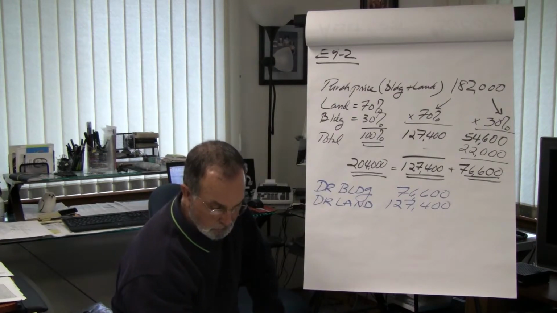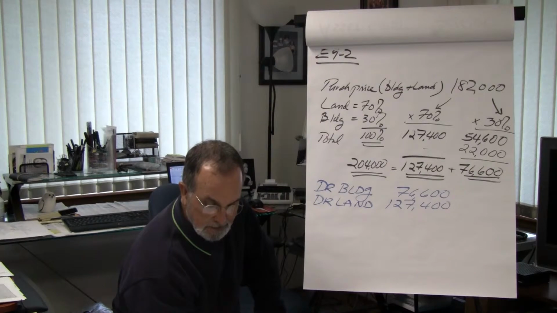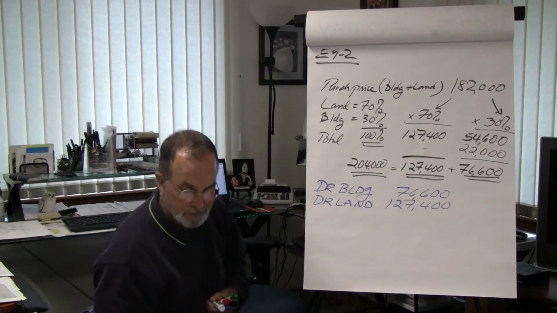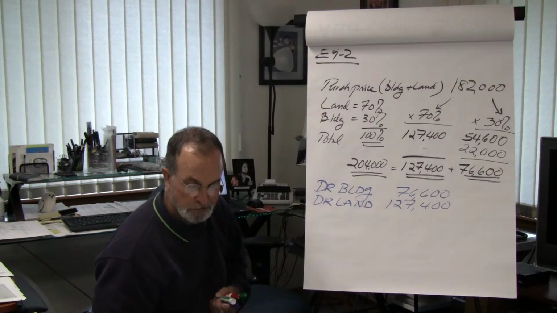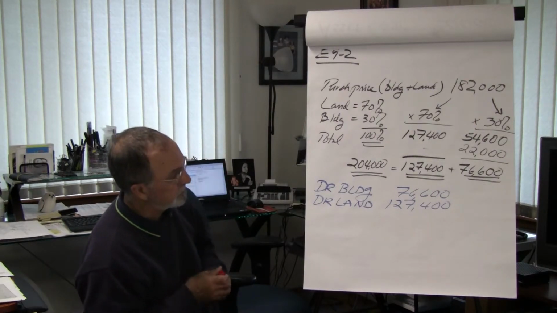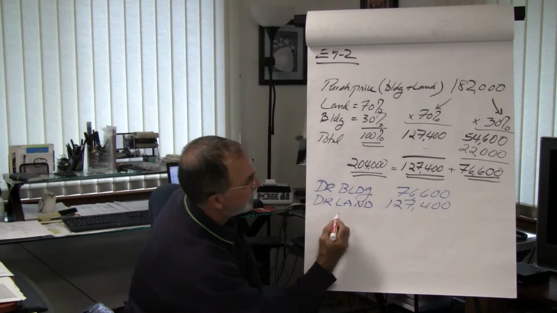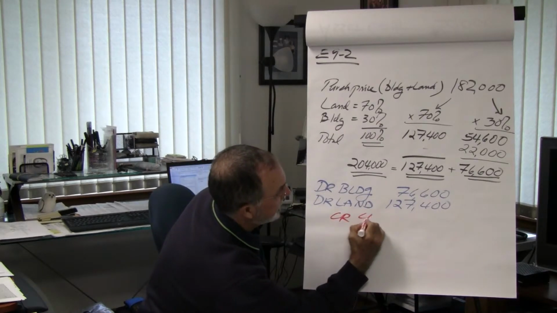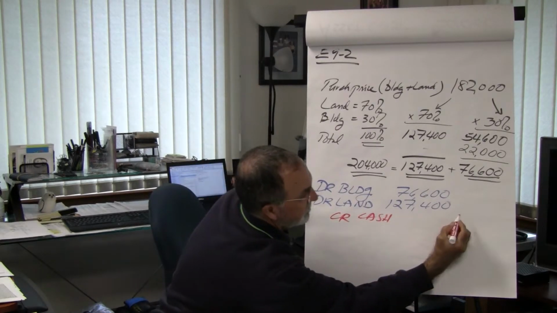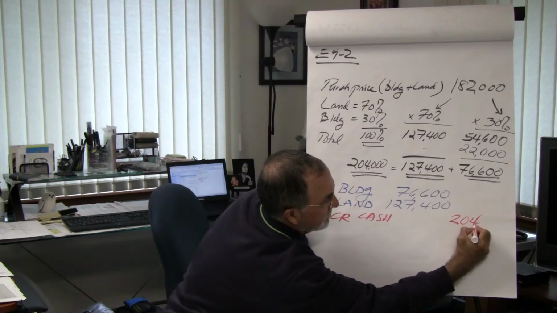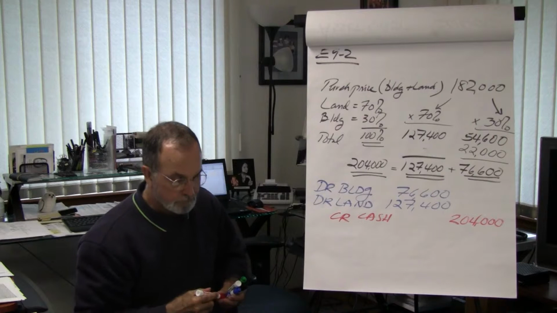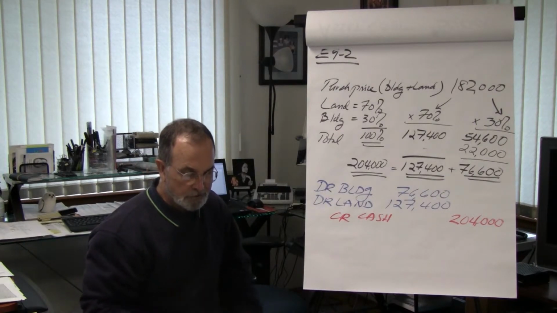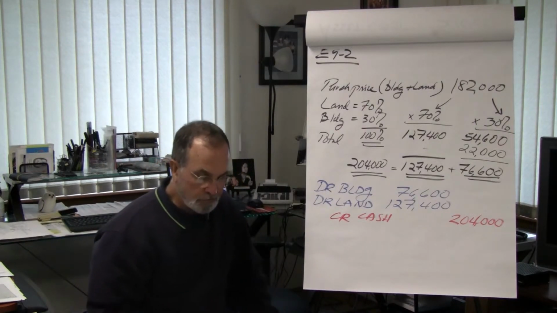And does it say how these assets were purchased? Cash, for cash. And I think we can probably assume that the renovations were also for cash. And so we can credit cash for the total of 204,000. Okay. So that would be the journal entry recorded in number 2.